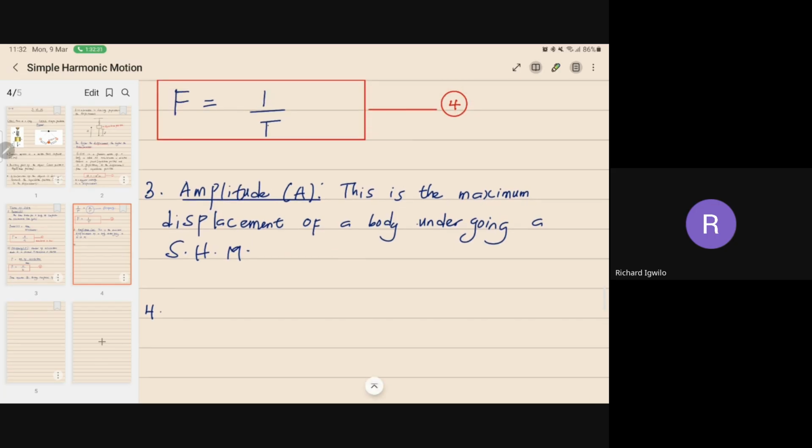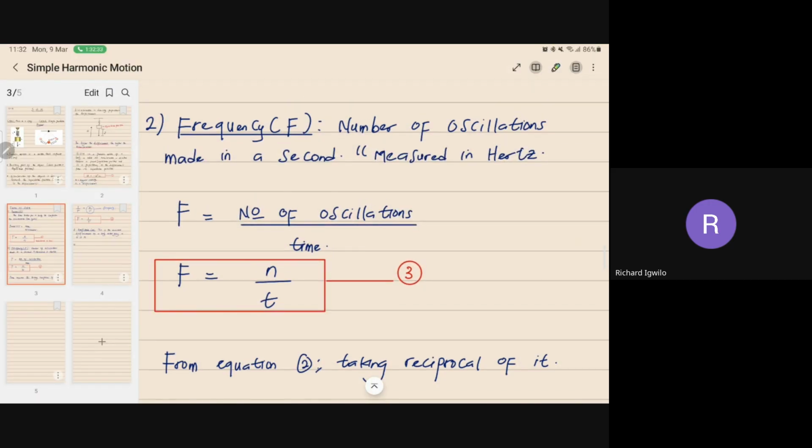Thank you for that powerful question. Which means that this number of oscillations here, are we together, guys, can also be written as number of revolutions.